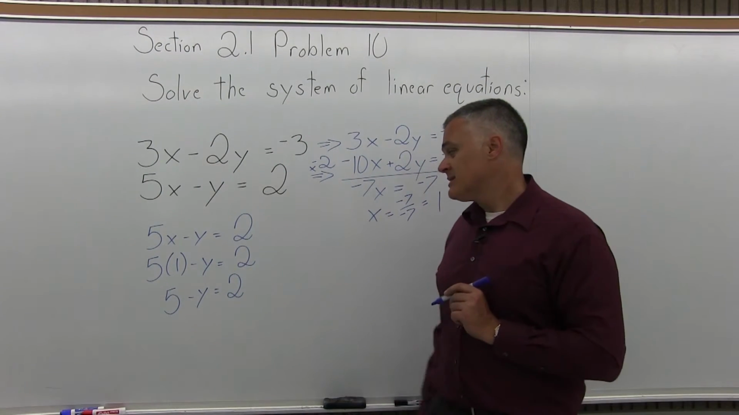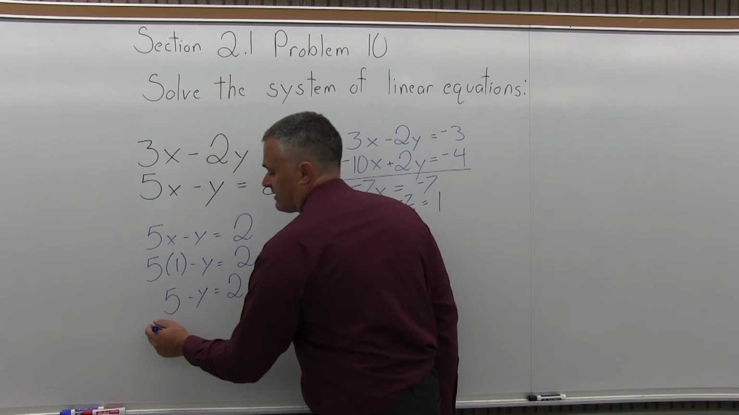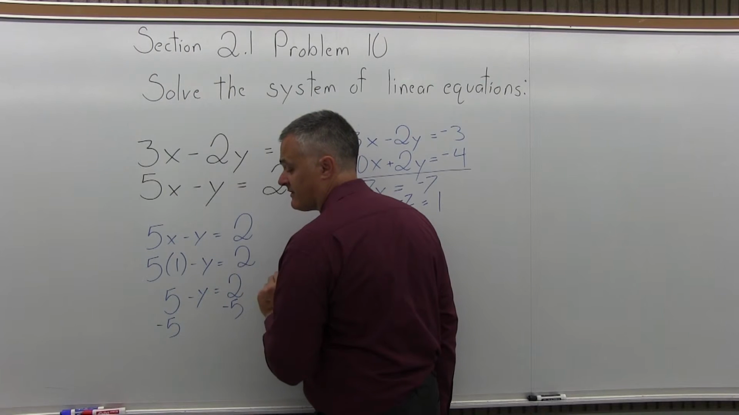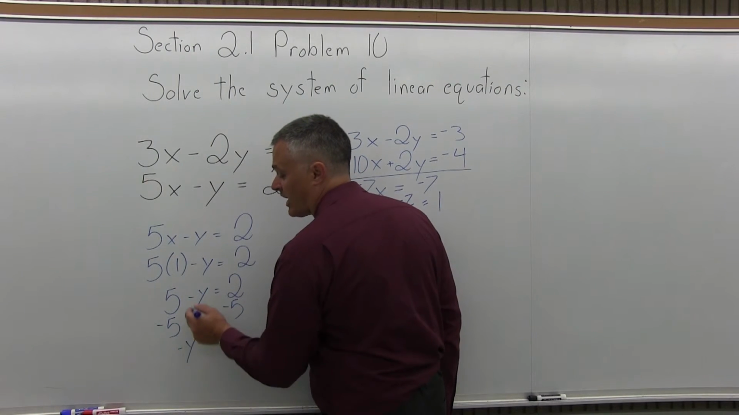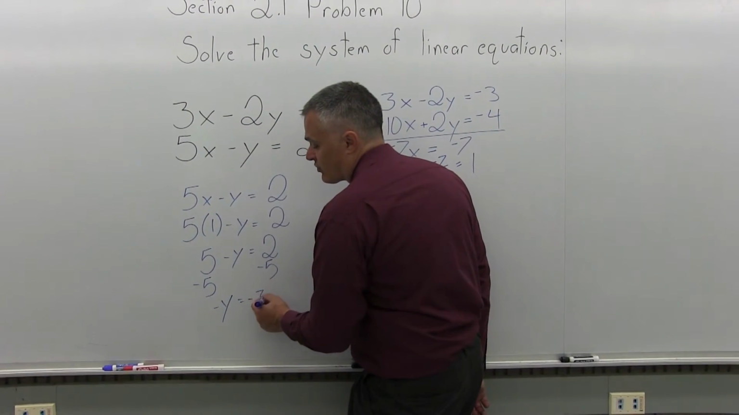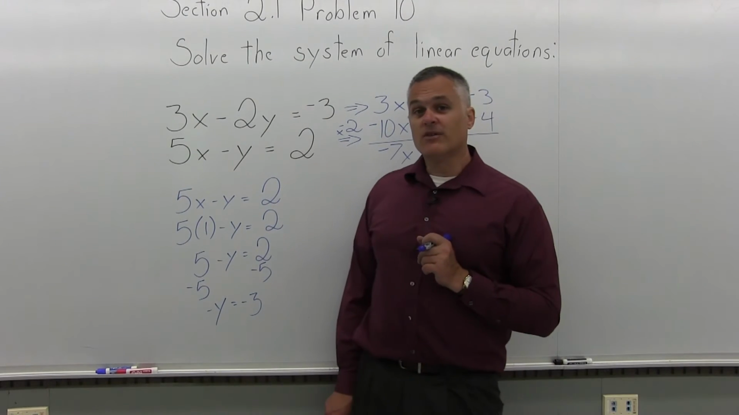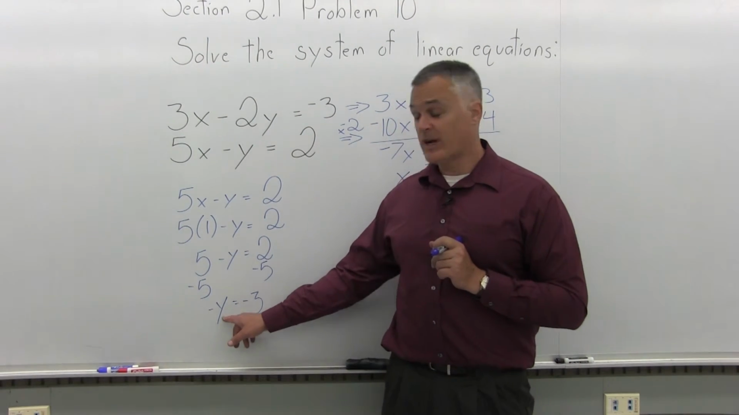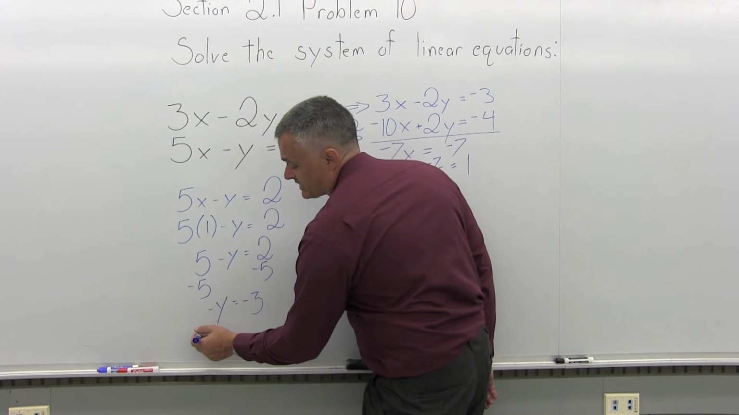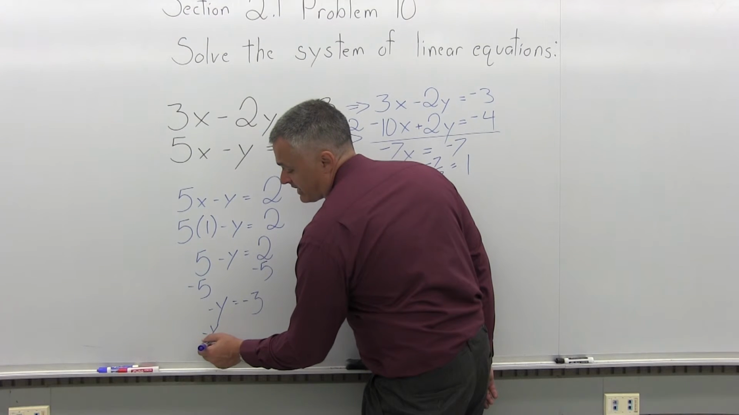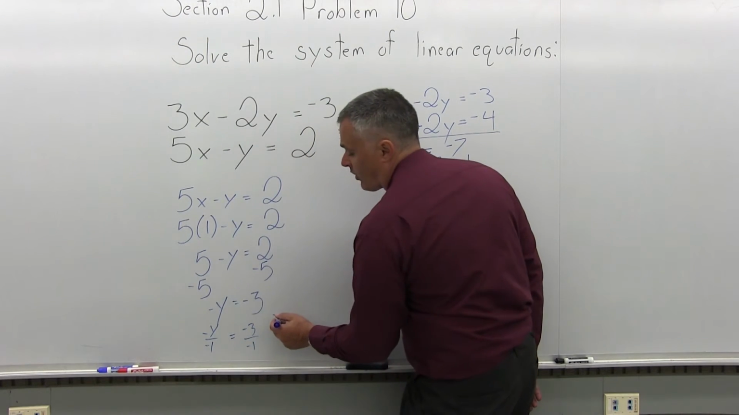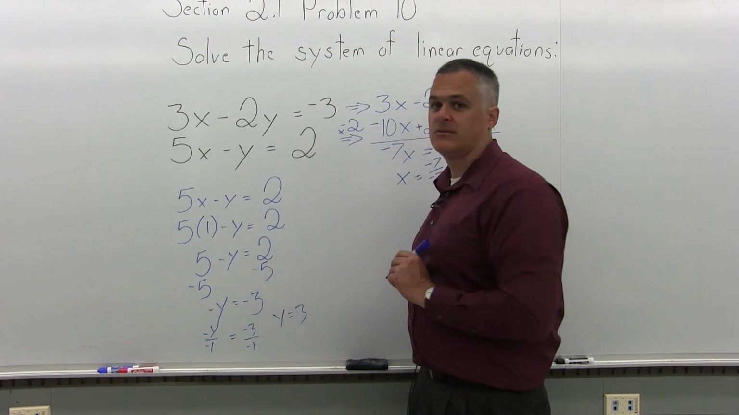Now I want to get the y by itself, so let's get rid of the 5. On the left side of the equation, we're going to do negative 5, and on the right side, we'll do negative 5. On the left, the positive 5 and negative 5 cancel, leaving me with negative y. Don't forget the negative. On the right, positive 2 and negative 5 is negative 3. That's what negative y equals, but I want to know what y equals. So I have to cancel the negative in front of the y. We can do both sides divided by negative 1: negative y divided by negative 1 equals negative 3 divided by negative 1, and you get y equals positive 3.